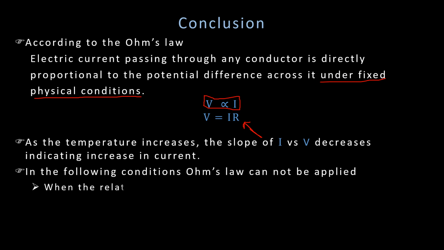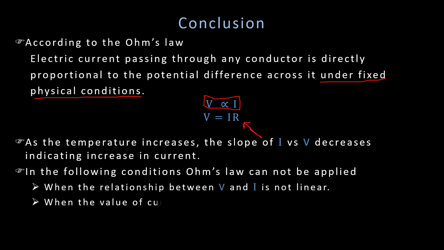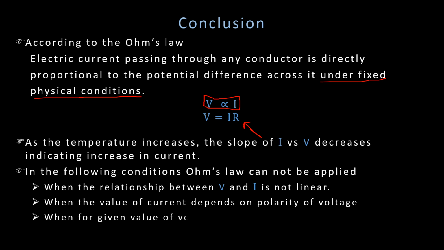Ohm's law cannot be applied when the relationship between V and I is not linear. Ohm's law cannot be applied when, for the given component, if you change the connection of the battery, if you change polarity, and you see current is changing, you should not apply Ohm's law to such a component. And when we see that for a given voltage value different current values are observed, or for different current the same voltage value is observed, Ohm's law should not be applied. So that is all about Ohm's law and its limitations. Thank you.